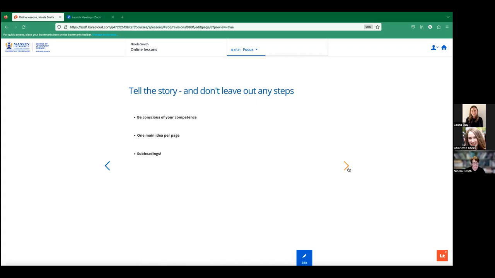Okay, so we've talked about some ideas about reducing intrinsic load: making sure our objectives, our material and our assessments are aligned, telling the story and not skipping the steps, keeping to one main idea per page and using lots of subheadings. So now let's talk about extraneous load, like how to remove all the stuff that's not contributing to learning.